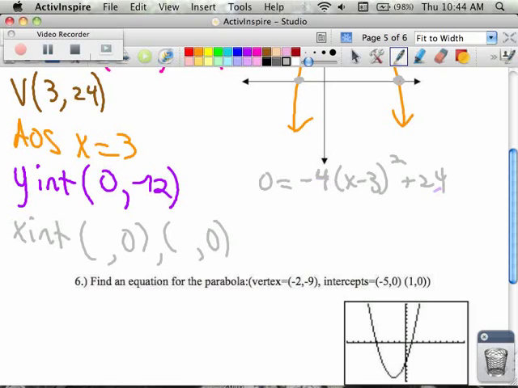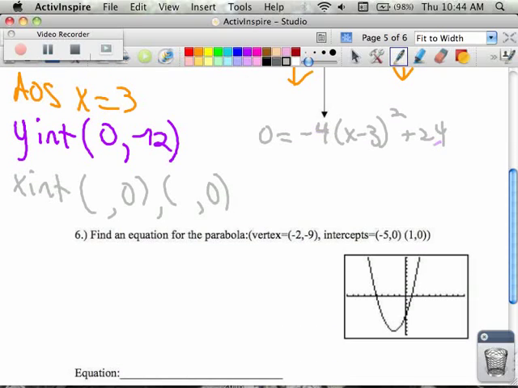So here's what I do. I solve this equation. I move the 24 to the left-hand side. When I move the 24 to the left-hand side, it becomes negative 24. And then I have that's equal to negative 4 (x minus 3) squared. Oh no! There's a negative 4 in front of the parentheses. Let's get rid of it. So I divide by negative 4. Negative 24 divided by negative 4 is positive 6. Negative 4 divided by negative 4 is positive 1.